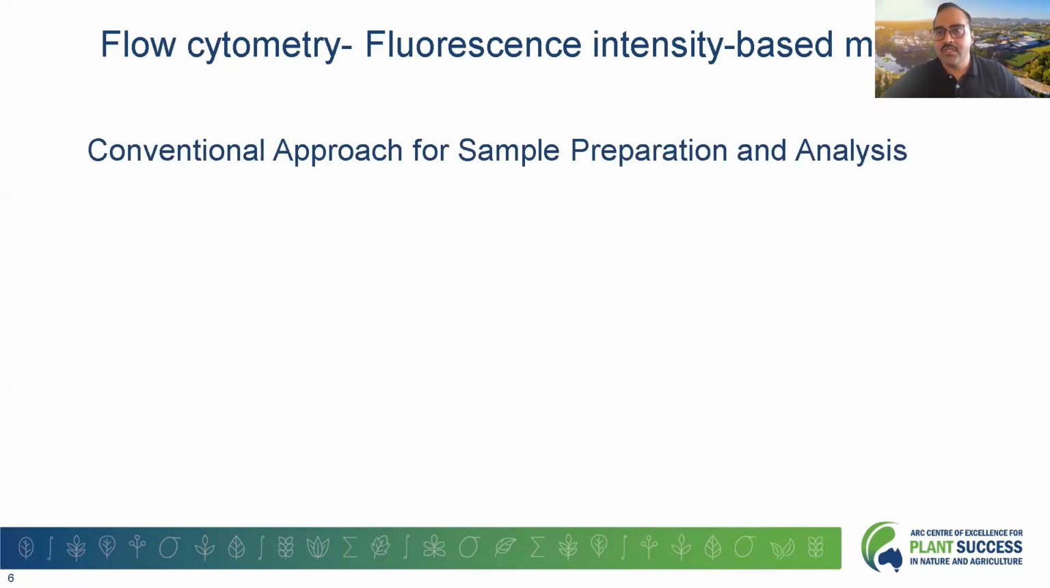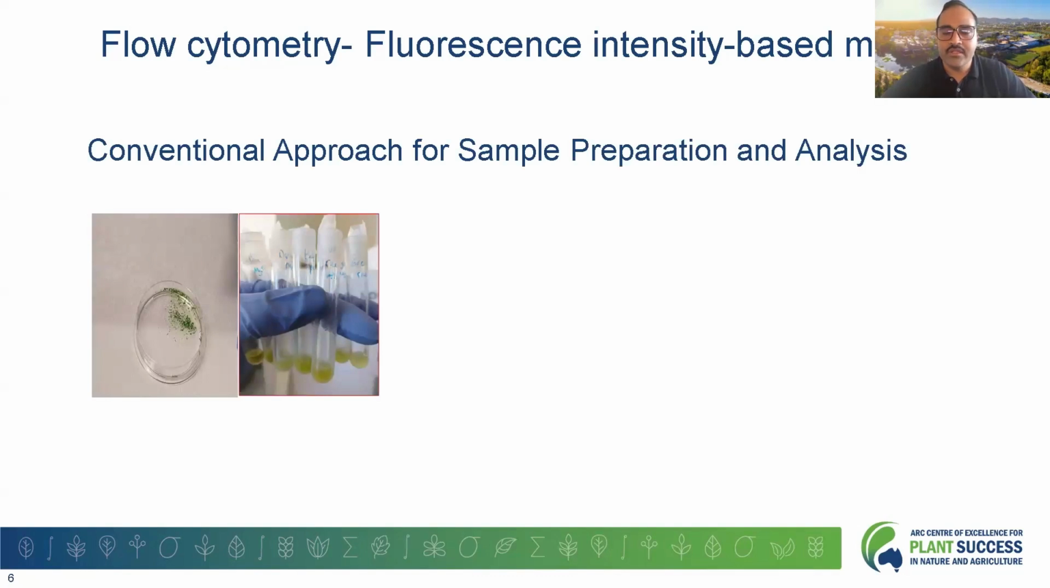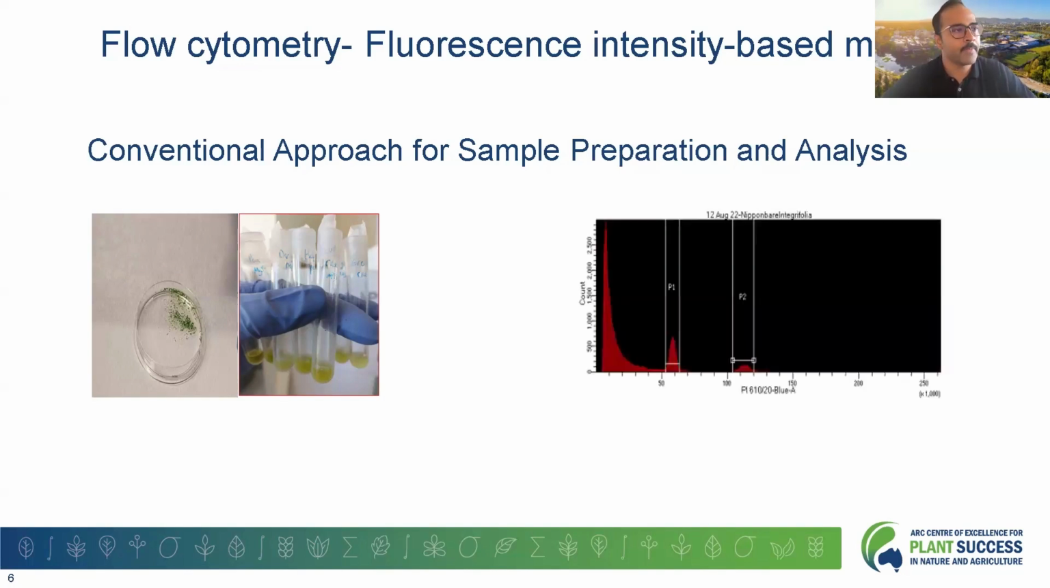Conventionally, what we do here is take fresh leaf material and chop it fine in a suitable buffer that contains a lot of detergents and other components. That helps to release intact nuclei from the fresh leaf material. Once we get that filtrate, we pour it into cytometry tubes and add a dye or staining agent. Usually for DNA content estimation, we use propidium iodide. Then we load this into the flow cytometer.